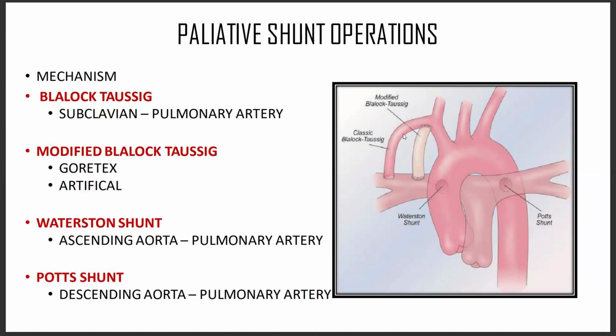And in the case of the modified Blalock-Taussig shunt, there will be an artificial shunt between the subclavian and pulmonary artery. In the Waterston shunt, there will be a shunt between the ascending aorta and pulmonary artery, and in the Potts shunt, there will be a shunt between the descending aorta and the pulmonary artery. These are the palliative shunt operations: modified Blalock-Taussig, classic Blalock-Taussig, Waterston shunt, and Potts shunt.